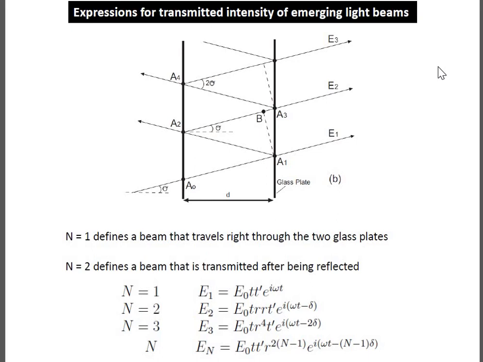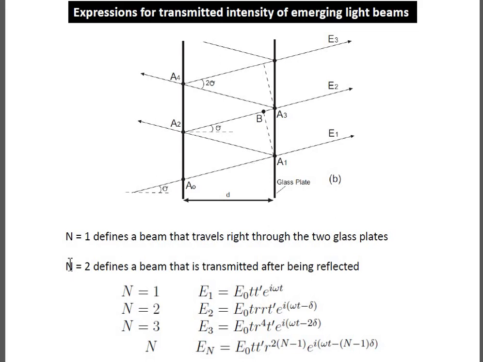Let's see the expressions for the transmitted intensity of the emerging light beams. Here the convention is like this. N equal to 1 defines a beam that travels right through the two glass plates. So what will it be? Here it is basically E0. E1 is equal to E0 into two transmissions, T, T prime, so E0 T T prime along with the e to the power i omega t.